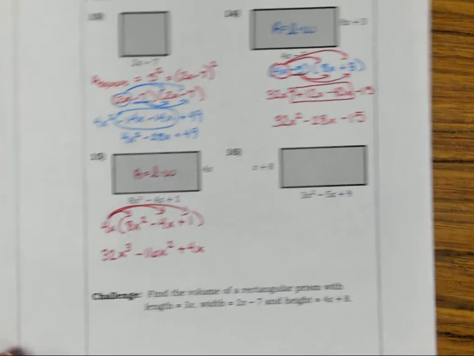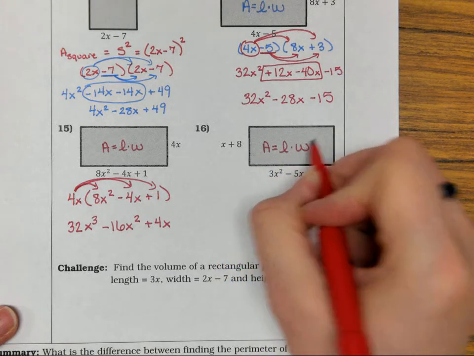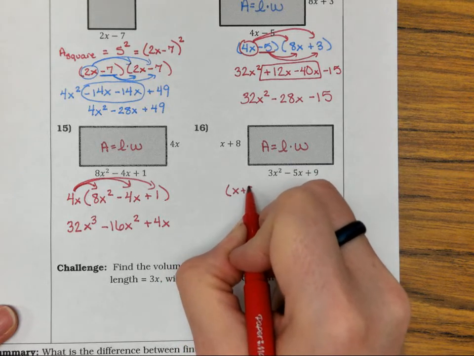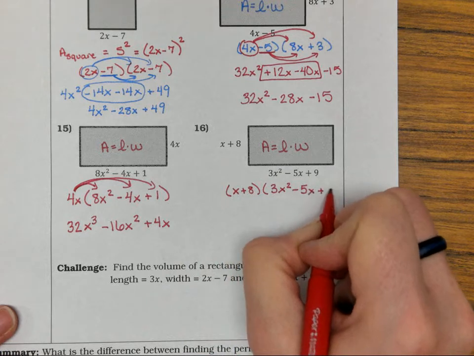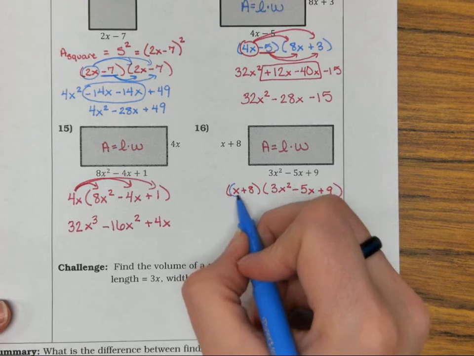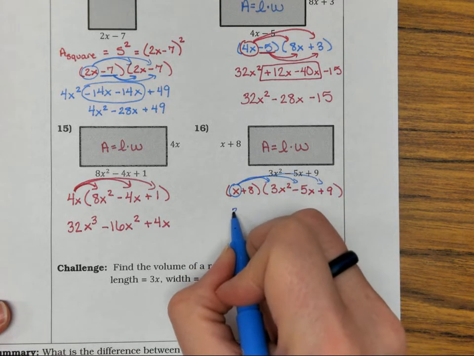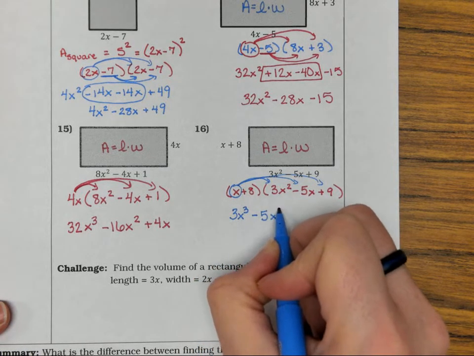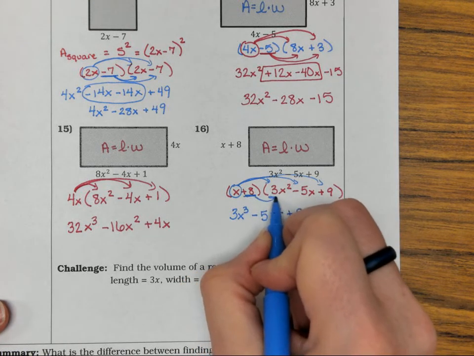Okay. Number 16, again, area is length times width. So I'm actually going to put my width first. So I have x plus 8 times 3x squared minus 5x plus 9. And we're going to take the first term, which is just x, and multiply it by everything. So I have 3x to the third power, negative 5x squared, plus 9x. And then I have positive 8 times everything.